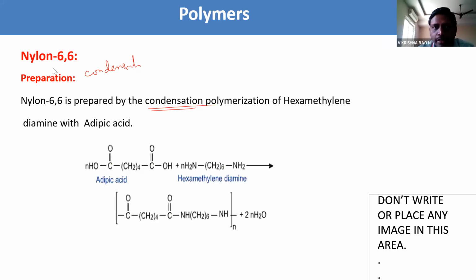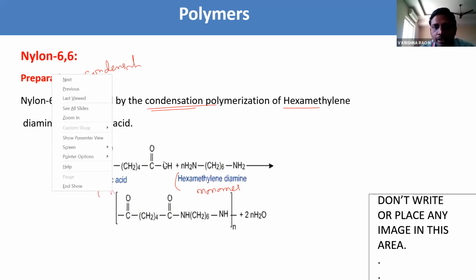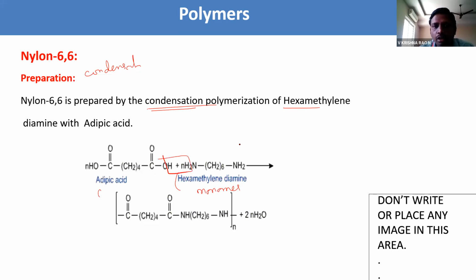Nylon 6,6 is prepared by condensation polymerization of hexamethylene diamine. Hexamethylene diamine is this one, the monomer, and another monomer is adipic acid. These two monomers undergo condensation by removal of water molecules. The byproduct is 2H2O. It gives the product that is nylon 6,6.